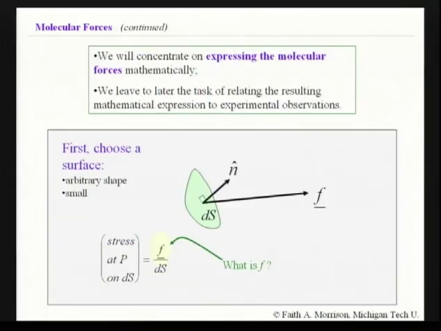So the stress tensor comes from a consideration of stress at a point. So there's some point here. This is some arbitrary surface through that point. I orient the surface by declaring what its unit normal is. And this is the force on that surface. Force per area is the stress at P on a chosen surface.